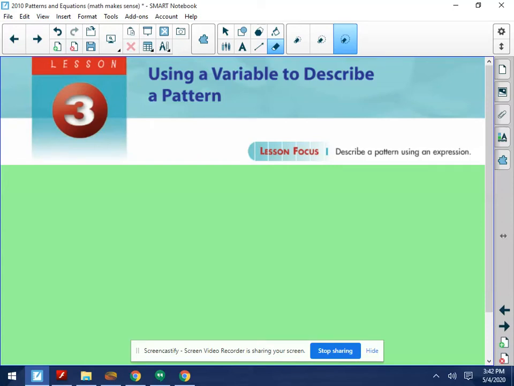Okay, boys and girls, let's start lesson 3 in our patterns and equations unit. I'm going to be teaching it to you using the smartboard as if you're in the classroom, only you're at home watching it. Now, before doing this lesson, you should have completed lesson 2 and 2b using t-tables. It will be really helpful for you.